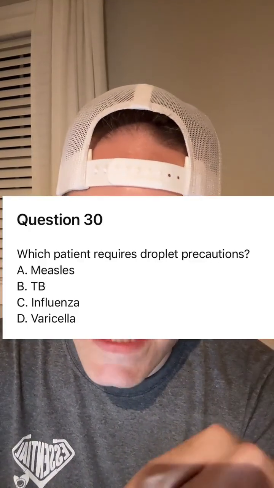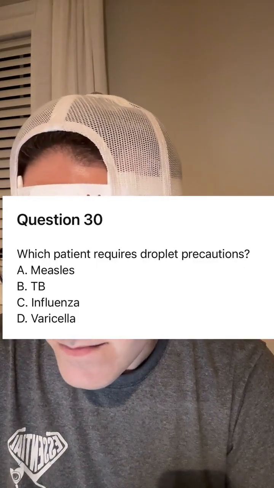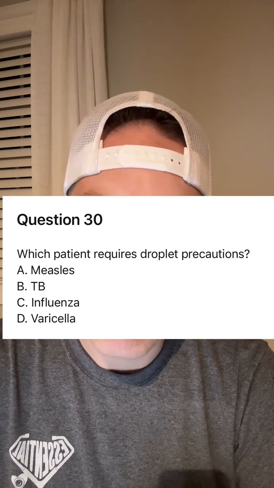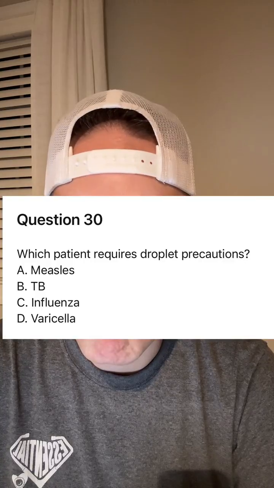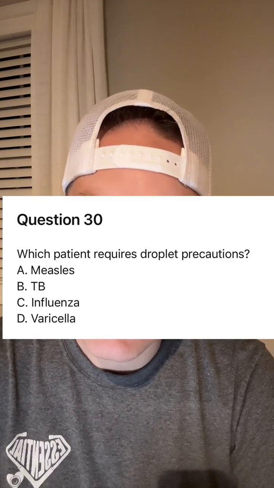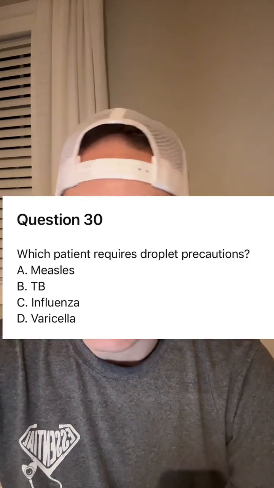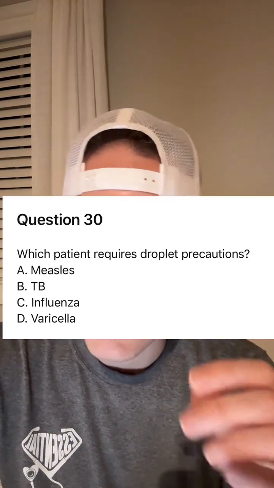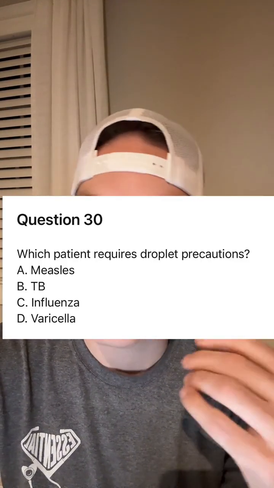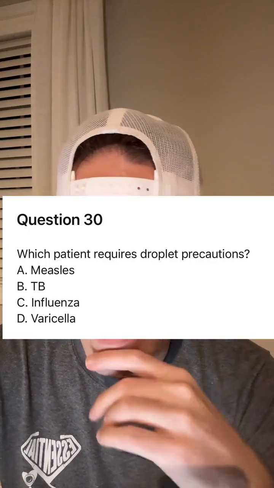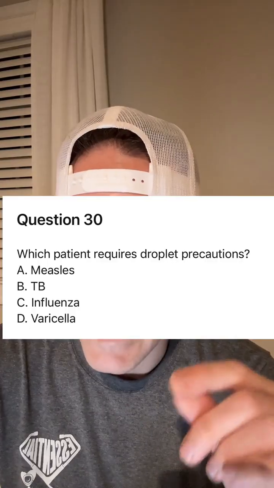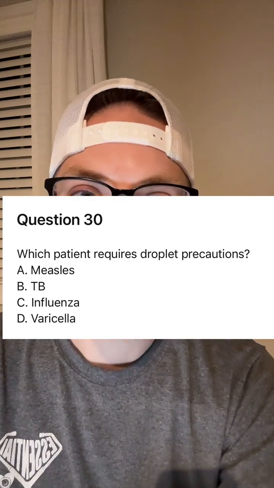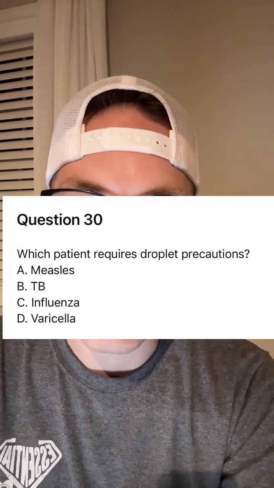Which patient requires droplet precautions here? All right. Yeah, guys, 100%. If you've spent any time in the hospital, some of you are saying B, C. Okay, it's going to be C here. Definitely influenza, because that spreads through large respiratory droplets and only travels short distances. A and D are airborne and B is airborne. TB is airborne as well. All right. 253 people. Holy moly.